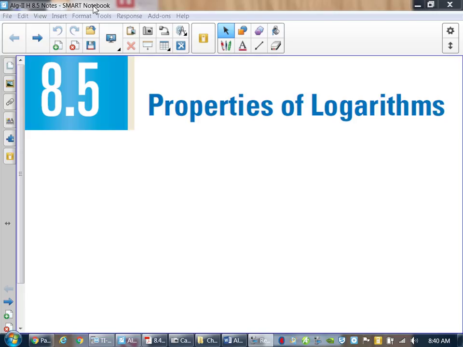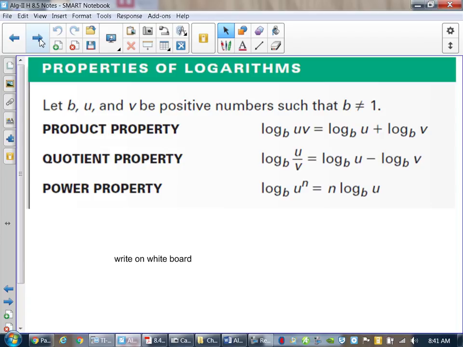To solve equations, we need to know the different properties that allow us to solve them. It's a little quirky. What we're going to do is called expanding and condensing logarithms. They all work with certain properties, and it takes a little while to get used to. So we start with these.